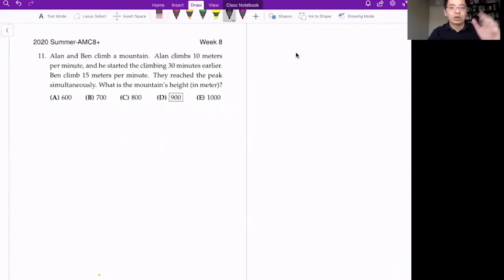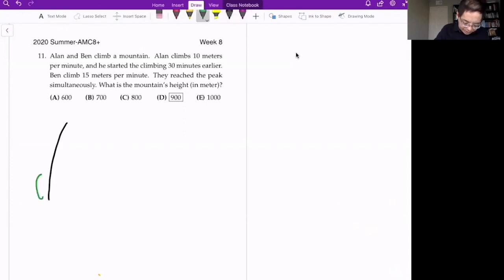The quickest way to solve the problem is to introduce a variable x. We set x as the height of the mountain. And then according to the time they used, we set up an equation. Here is the picture. So this is the mountain.